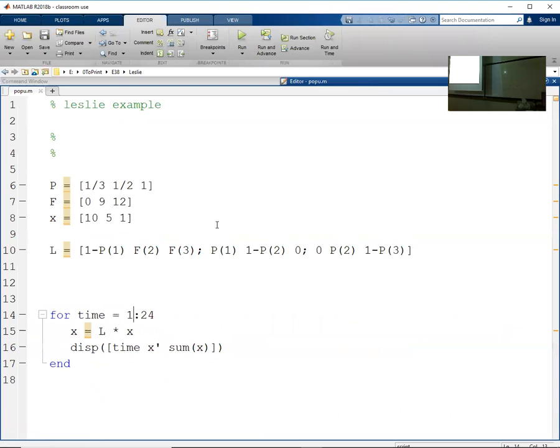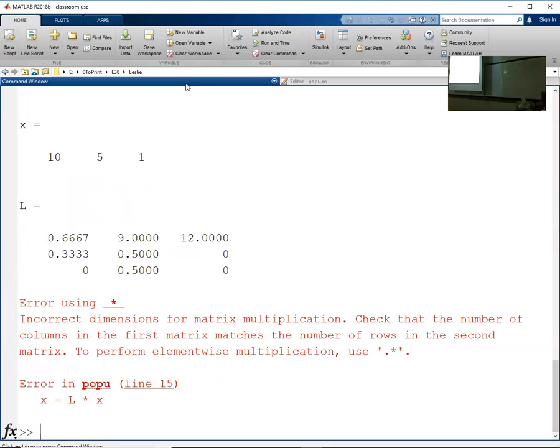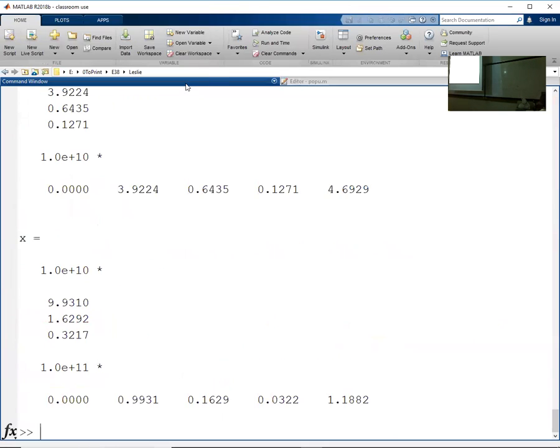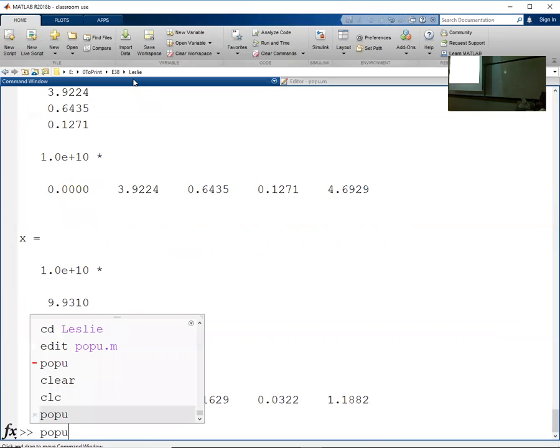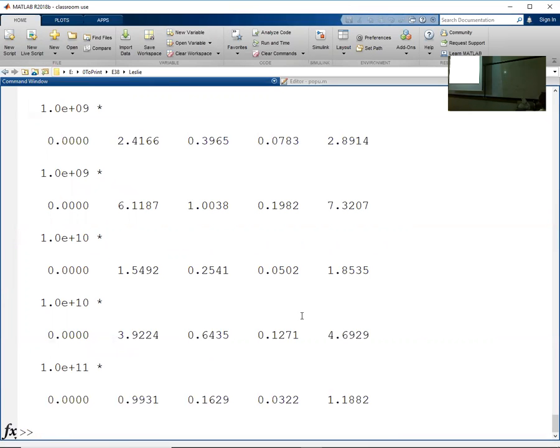Because my math here is this. The number of columns of L must match the number of rows of X. Where should I do the transpose? Oh, at the top. Everybody okay with that? All right, let's try it again. Oh boy. There we go.